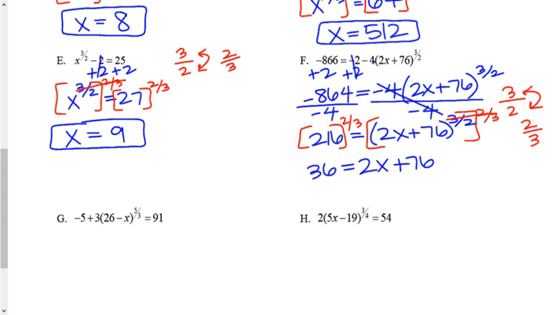I actually have to do a little bit more math now. When I took the right side to the power of 2/3, it undid the rational exponent piece, but I'm still left with everything in the parentheses, so I still have to do that math. So now I'll subtract 76. So 36 minus 76 gives me negative 40 equals 2x. Then I'll divide both sides by 2, and I get x equals negative 20.